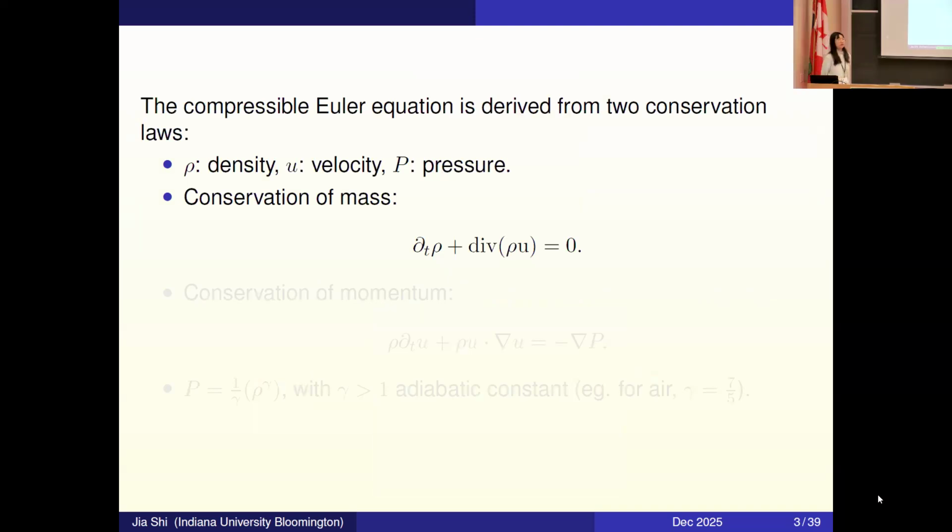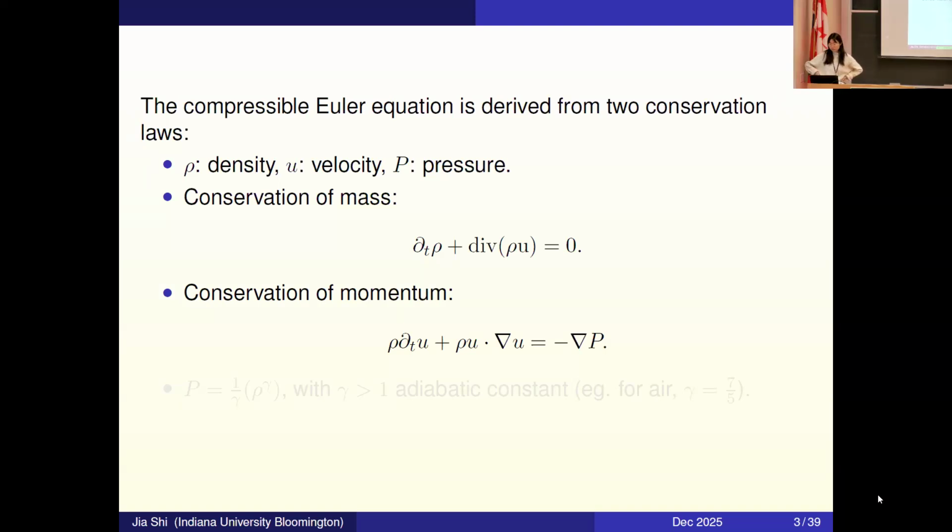So the equation itself is derived from two conservation laws. If you let rho be density, u velocity, and P pressure, then the first equation is the conservation of mass. And the second is the conservation of momentum, Newton's law: mass times acceleration is equal to the forcing, and the right-hand side is the forcing, the negative gradient of pressure. So there are three unknowns but two equations.